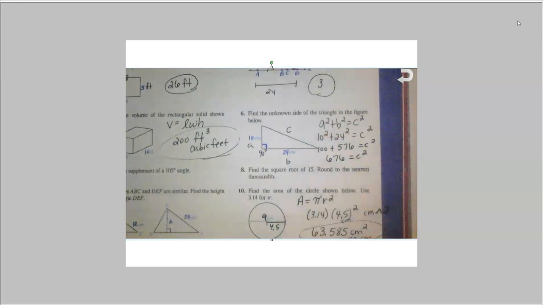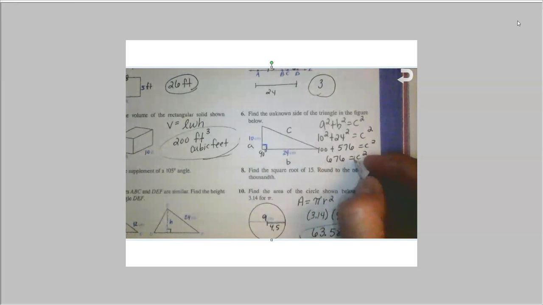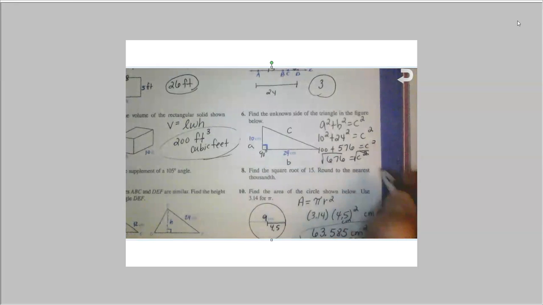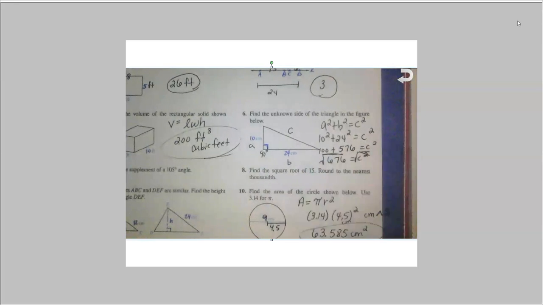All right. Now we want to be careful that we don't stop too early. What I have calculated is C squared, but I want to know what C is. So to undo a square, we have to take the square root of both sides, okay? So the square root of 676, and you should have a feature like that on your calculator, the square root of 676 is 26. C equals 26, and that is centimeters.